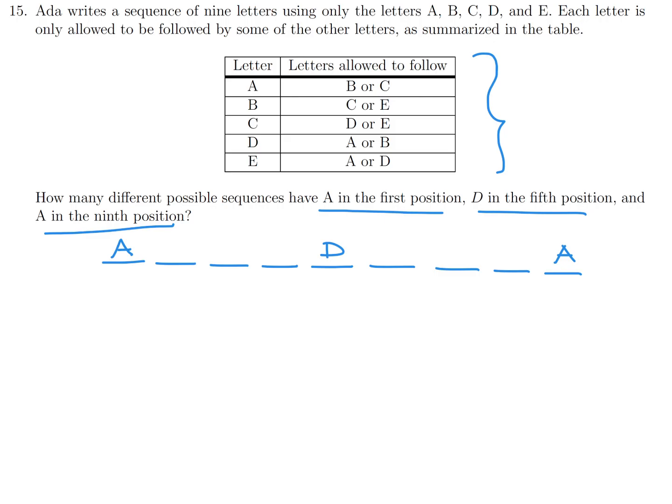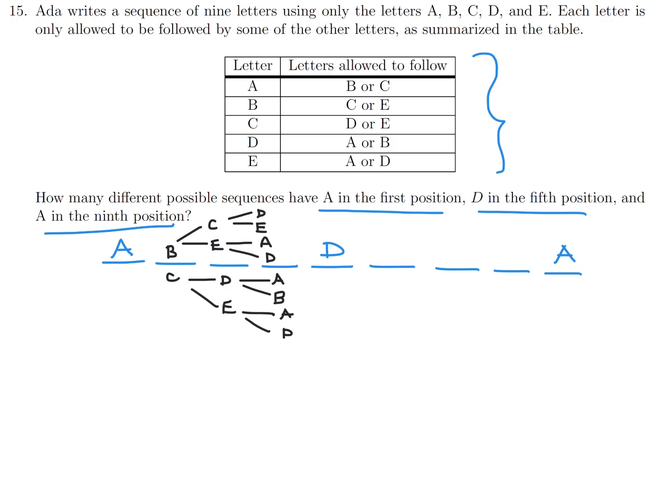Okay, let's do that. So A is followed by either B or C. B is either going to be followed by C or E. C is followed by either D or E. And E is followed by either A or D. D is followed by either A or B.